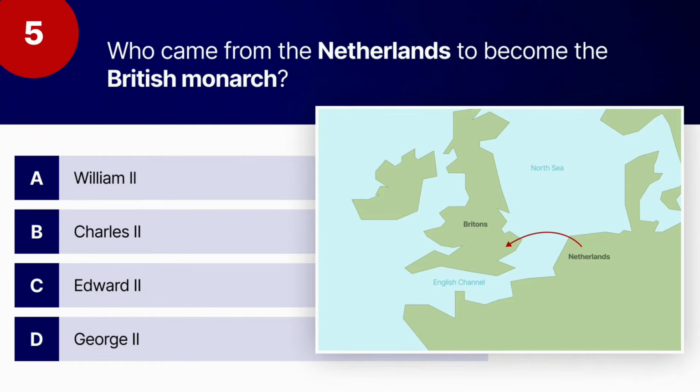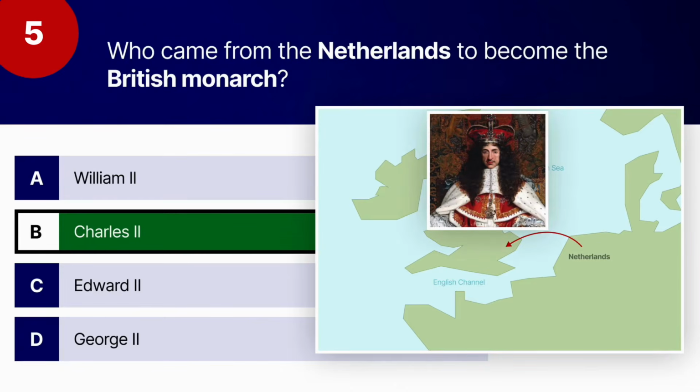Who came from the Netherlands to become the British monarch? A. William II. B. Charles II. C. Edward II. D. George II. The answer is B. Charles II.